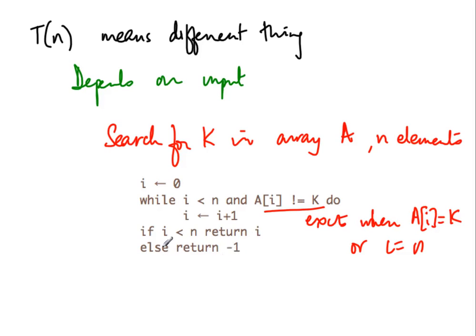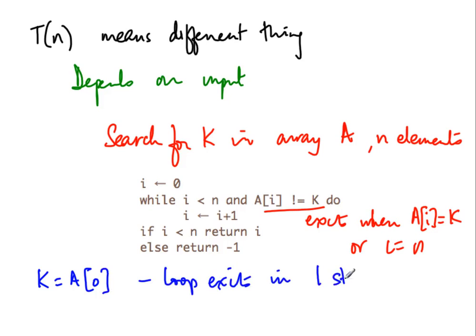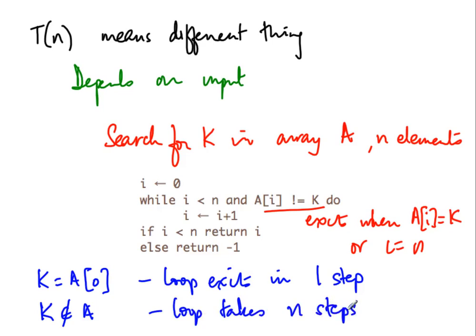Okay. So now let's see two extreme scenarios. The first extreme scenario is that k is actually equal to a_0. So now the loop exits in one step. And the other point is k is not in a at all. Here the loop takes n steps. Right? So we have to go through the entire array to find out that it's not there. So in a natural sense, this is the best possible thing that could happen, and this is the worst possible thing that could happen.